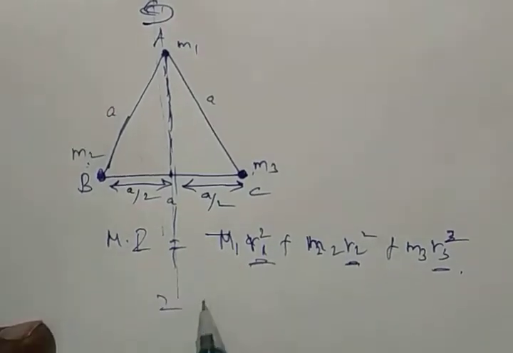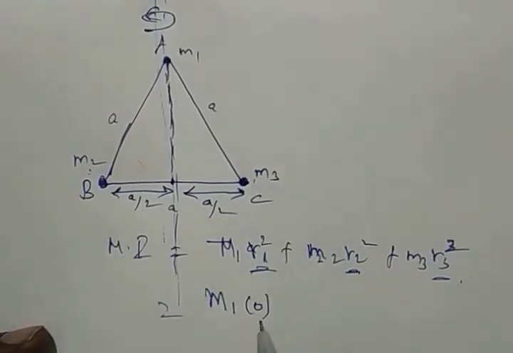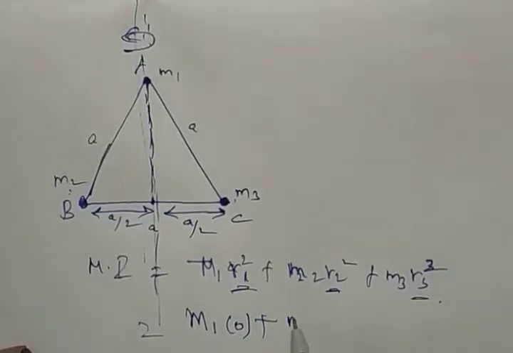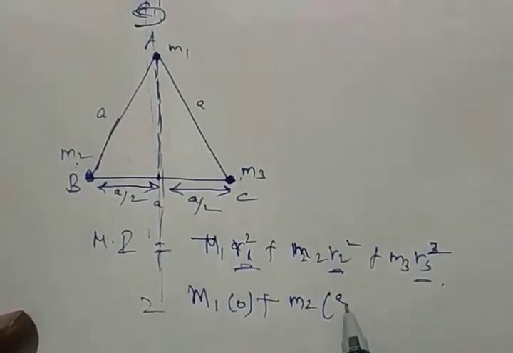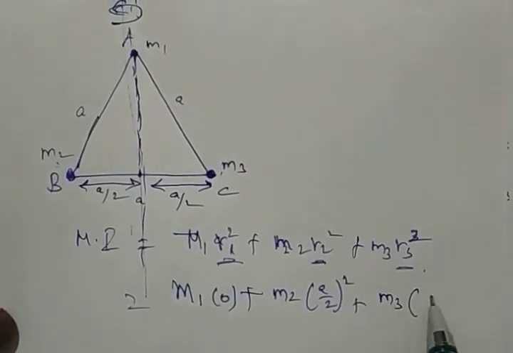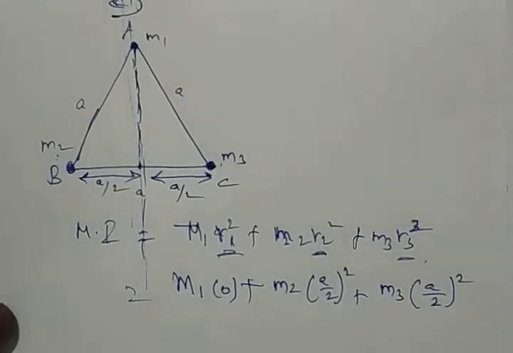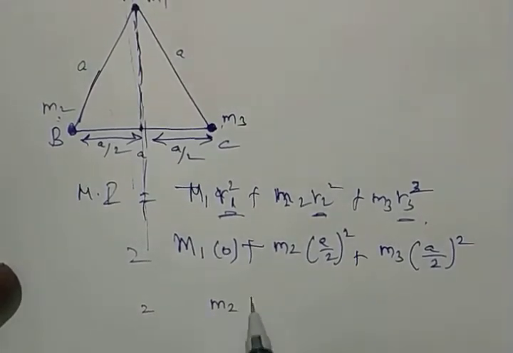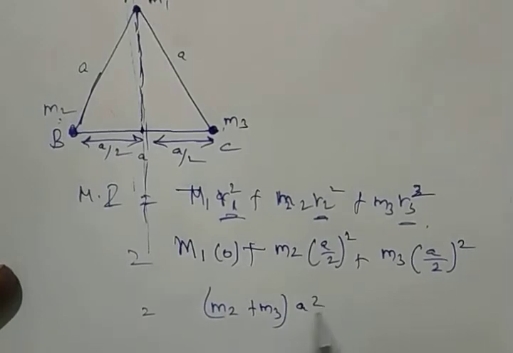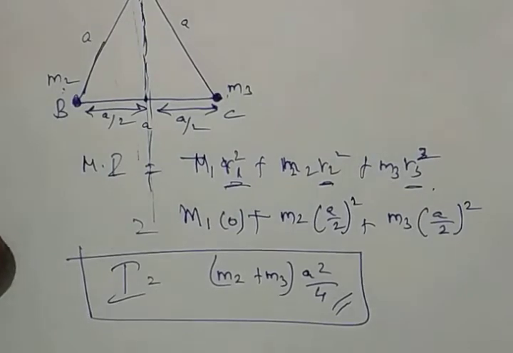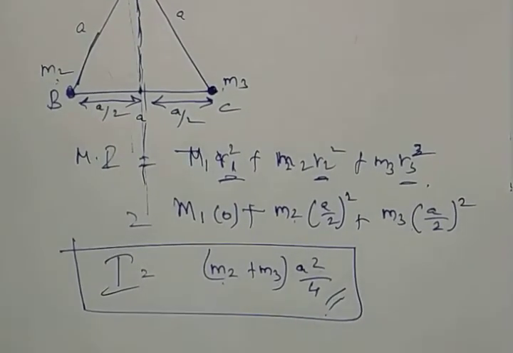We need to substitute. M1 into 0 because M1 is right there on the axis itself. Plus M2 into A by 2 the whole square plus M3 into A by 2 the whole square. So we have to just take things outside. M2 plus M3 into A square by 4. That is the moment of inertia. So you have these 2 masses and then A square by 4. So that's it. Quite simple.